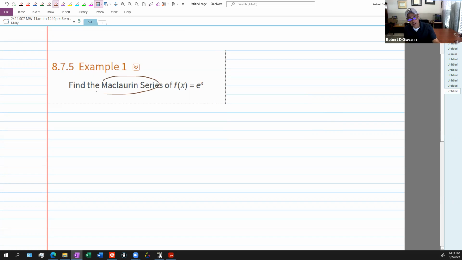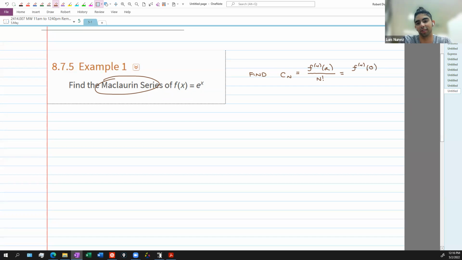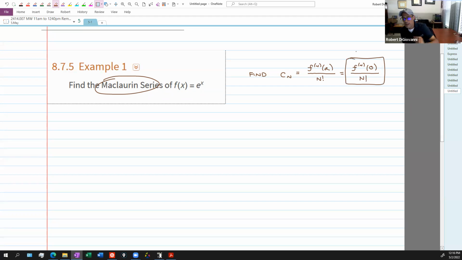It's Maclaurin. So I'm basically going to be trying to find C sub n here. I'm going to try and find C sub n, which we just defined to be the nth derivative at A over n factorial. But here we know that A is zero, because it's Maclaurin. So I want to know what the nth derivative at zero over n factorial looks like.